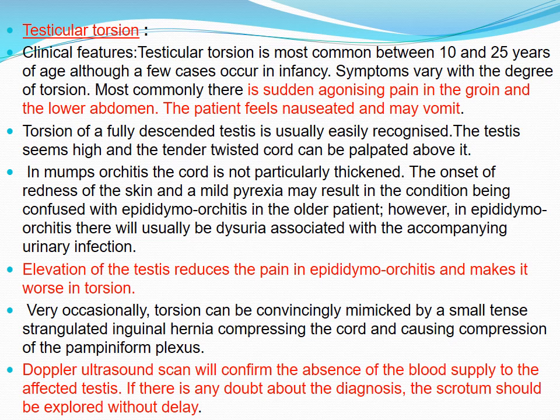We should also bear in mind other differential diagnoses, very occasionally. Maybe the testicular torsion mimics a small, tense, strangulated inguinal hernia, which is compressing the cord and causing compression of the pampiniform plexus. This should also be borne in mind, but it is rare. How do we confirm the diagnosis if there is a doubt and the patient presents late?